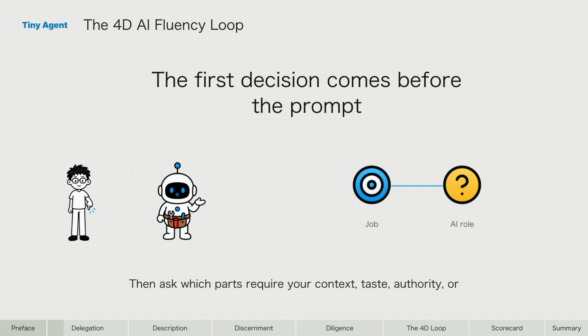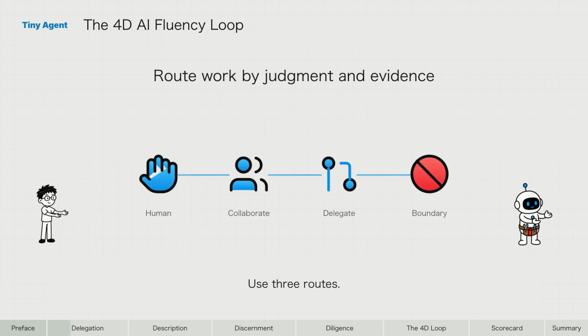Then ask which parts require your context, taste, authority, or relationship with other people, and which parts are repeatable enough for AI assistance. Use 3 routes. Keep the task human when the value is personal judgment or accountability. Collaborate when the destination is clear but the route needs frequent choices. Delegate when the outcome, tools, limits, and evidence can be specified.